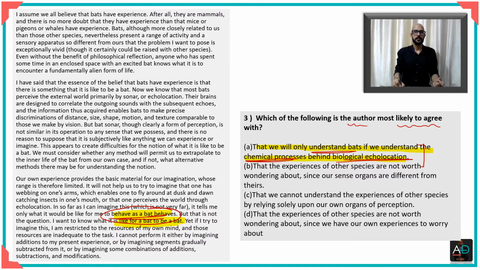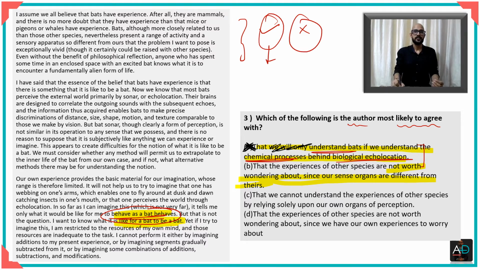And therefore I can eliminate this option. So A is not the answer. Okay. Let's look at option B. Option B says that the experiences of other species are not worth wondering about since our sense organs are different. Now, whether it is worthwhile to think about bats or not is not something that has been stated here. He has not said whether it is worth our while or whether it is not worth our while. In fact, if I were to choose between whether it is worth our while or whether it is not, I'd say that it is, because the author has actually spent so much time thinking about and talking about the experience of other species, right? So therefore this statement is wrong, and therefore I can eliminate option B as well.